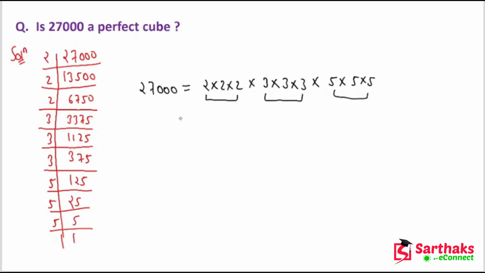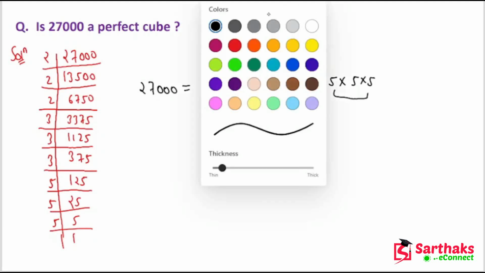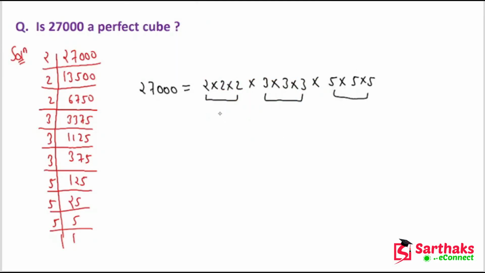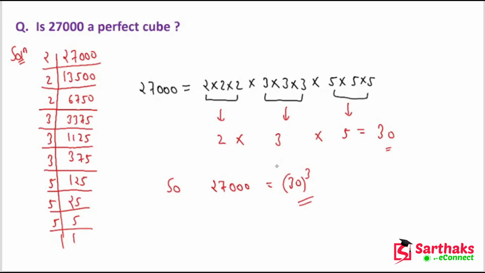Now if you want to find whose cube that is, you can find out by taking one factor from them as common. So I can see that it would be 2, it would be 3, it would be 5. Okay, so 5 into 3, 15 into 2, that would be 30, right? So 27,000 is nothing but 30 cube, right? So in this way you can check if a number is a perfect cube or not. I hope it was very easy to understand, right?